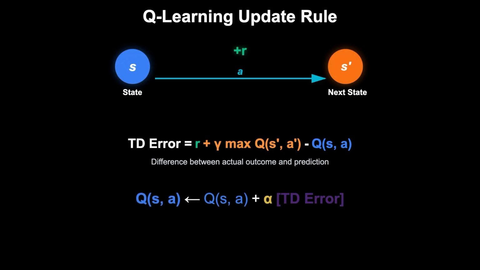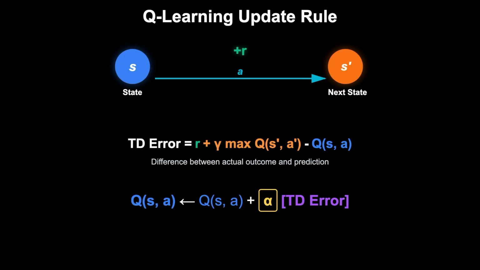The update rule adjusts our estimate toward the observed outcome. We take our old Q of S, A, and add alpha times the temporal difference error. The learning rate alpha controls how quickly we update. When alpha equals 0.1, each experience shifts our estimate by 10% of the error. When alpha equals 1, we completely replace the old estimate with the new observation.